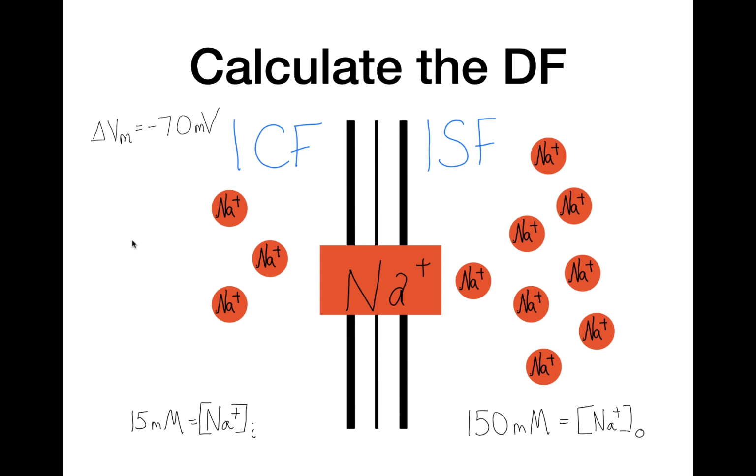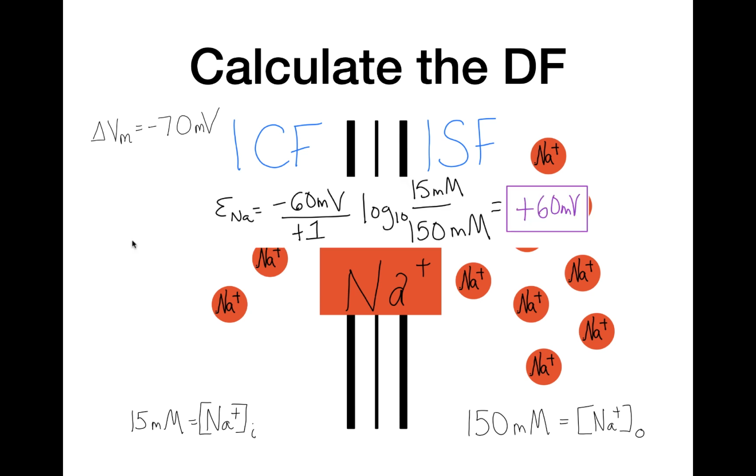So hopefully you calculated the driving force on sodium in this example. And when you go through the math, the first thing that we have to do is to calculate what the equilibrium potential is of sodium. And we use the Nernst equation in order to do that. And when you plug in all the values into the Nernst equation, what you should get is that the equilibrium potential for sodium is going to be plus 60 millivolts.